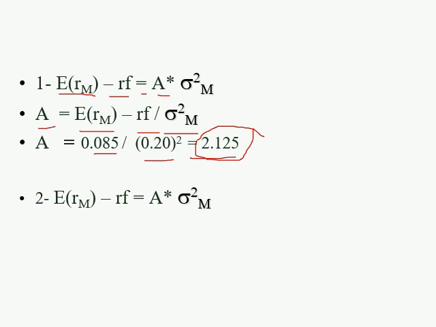Number two, ERM minus RF equals A multiplied by sigma square M. So that will be equal to 3.5, that is A, or risk aversion, multiplied by the variance of the market, 20% squared, sigma square. That will be 14%. That is the excess return of the market.